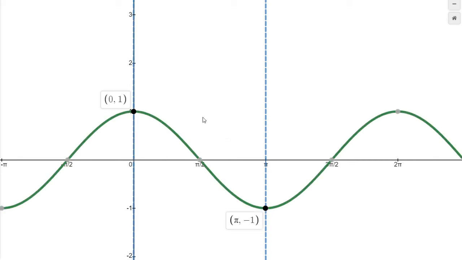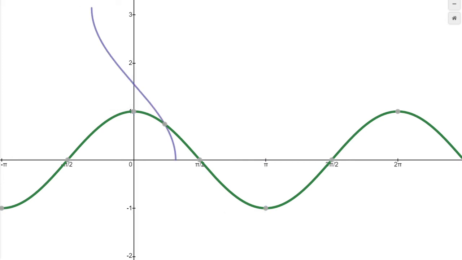So likewise, we've got 2 points which the coordinates are going to swap over. So this point here, 0, 1, is going to map to the point 1, 0, so down here-ish. And pi, -1 is going to map to the point -1, pi. So up here-ish. And we end up with this graph here.